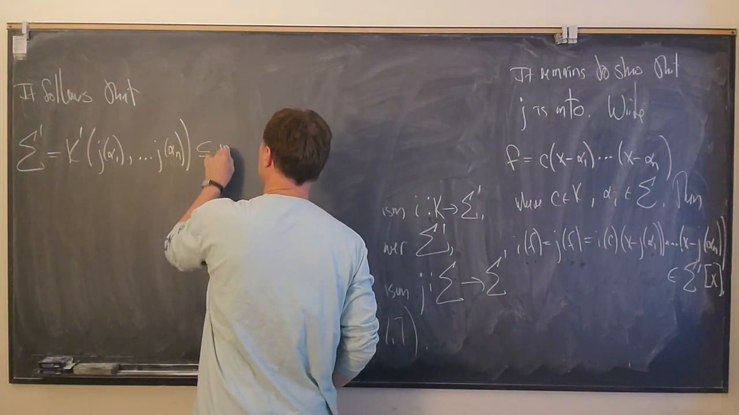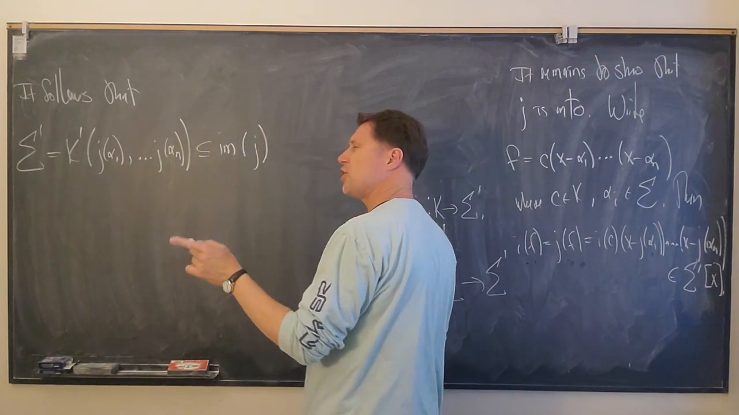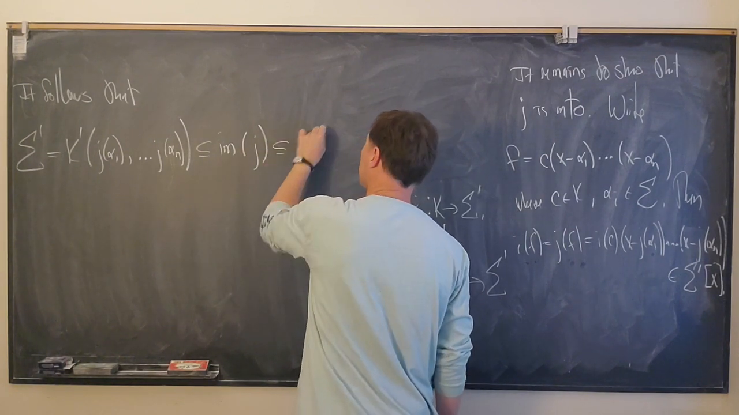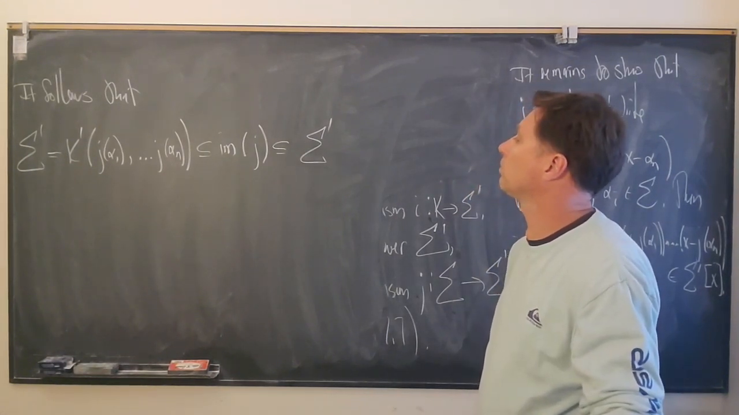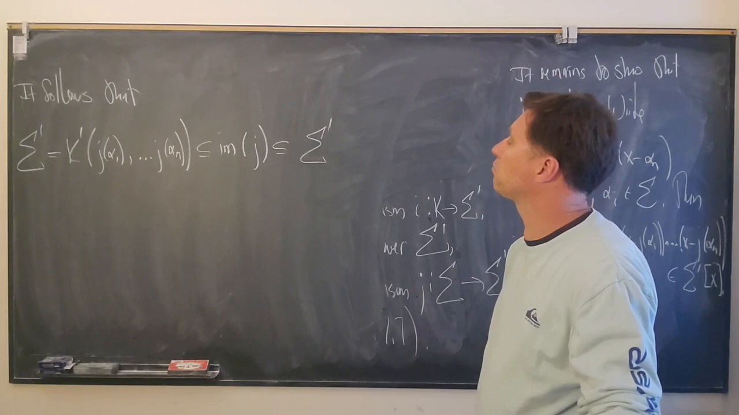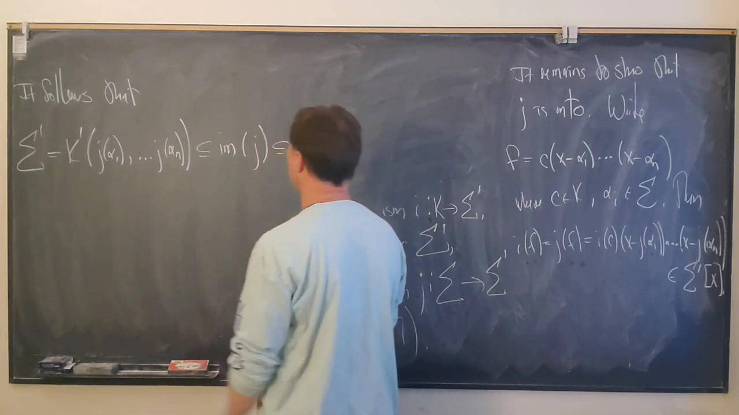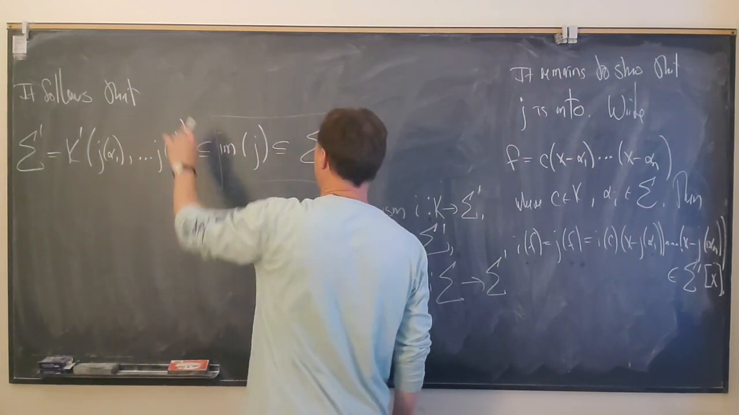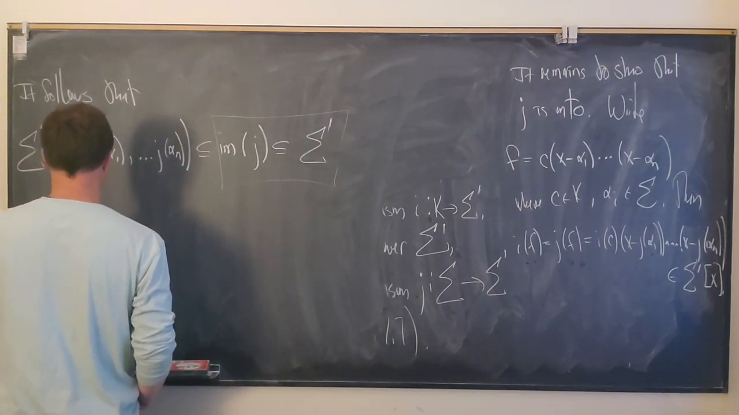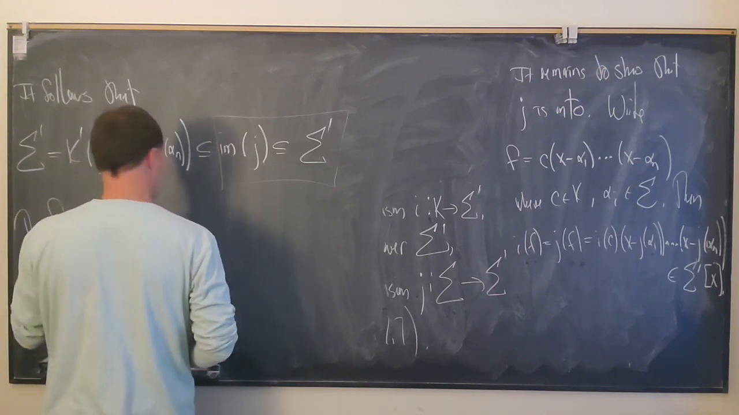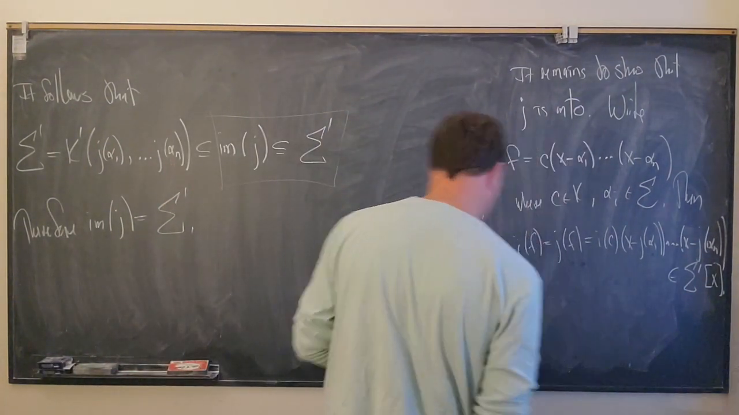This definitely lives inside the image of J. But then J goes into sigma prime, so this is contained in sigma prime. What does that tell us? Well, this smashes everything together. In particular, it tells us that the image of J has to equal sigma prime. Therefore, the image of J is equal to sigma prime. In other words, J is onto. That's what we needed, so that finishes off the proof.